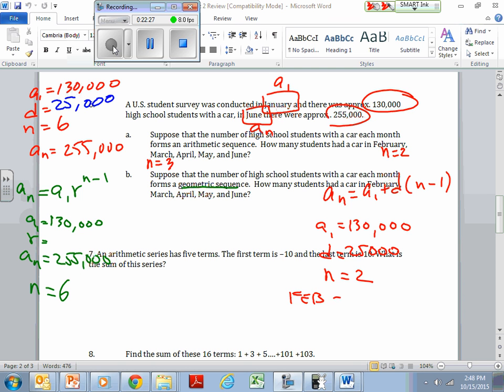For Feb, a sub 1 is still going to be that big number, 130,000. Oh, you're going to run out of space. d is still going to be that big number, 25 grand. I'm just filling in the puzzle. Inside, I'm going to put a 2 for the n, because I'm doing February, minus 1. And now, if I had a calculator, I would type all that stuff in, and it's going to spit out some number. What do we find out?